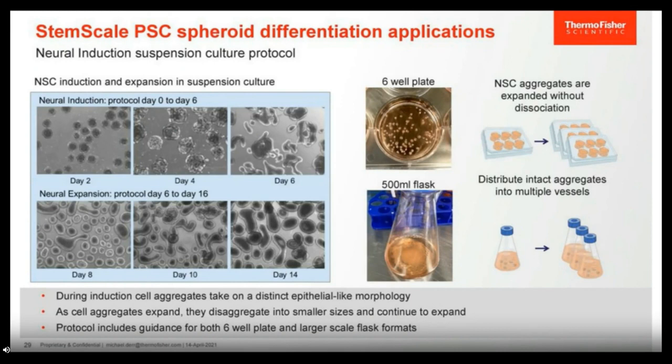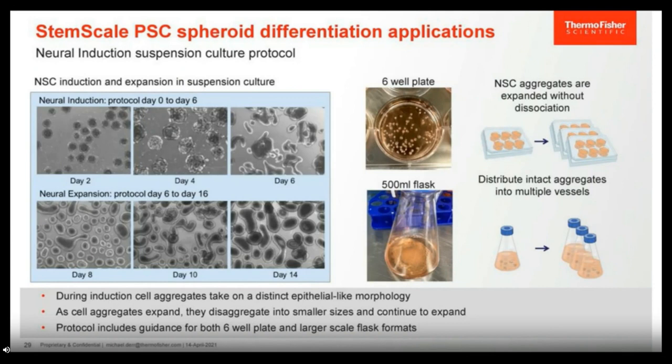In the middle, I have an image so you can see what the aggregates look like in the 6-well plates and a 500 ml flask format. We have protocols for both the 6-well plate as well as scaling up for the larger flask formats. The 6-well plates are quite convenient for optimization experiments or if you're doing these protocols for the first time. It's a good thing to do it at smaller scale before scaling up and using large quantities of medium.